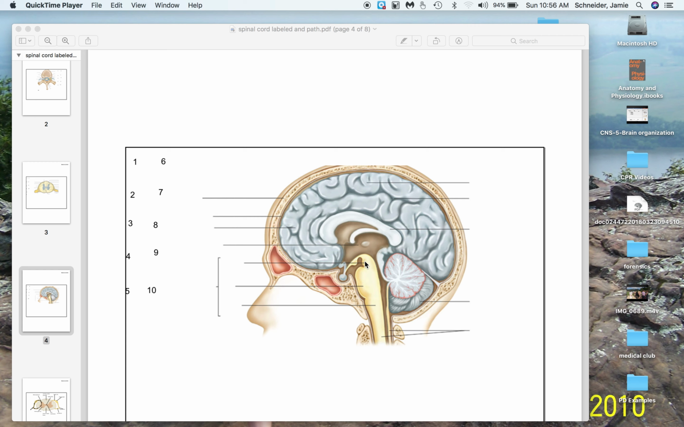This part is the midbrain. This with the bulge is the pons. And then this is the medulla oblongata. It's continuous with the spinal cord, which is right here.